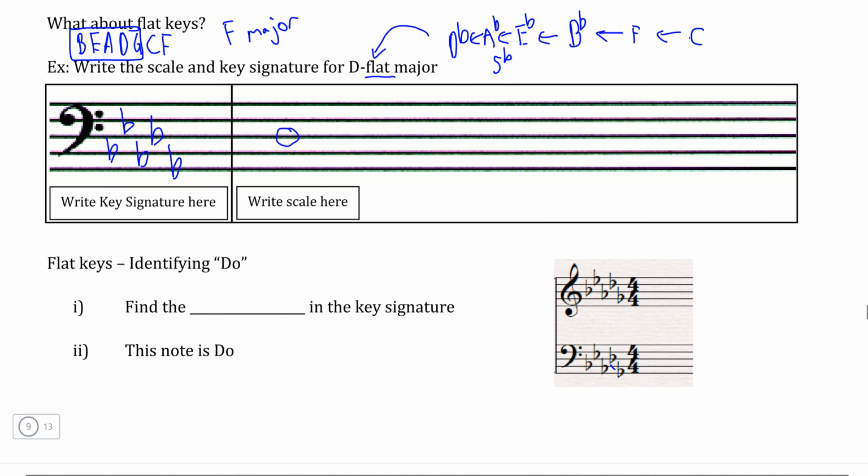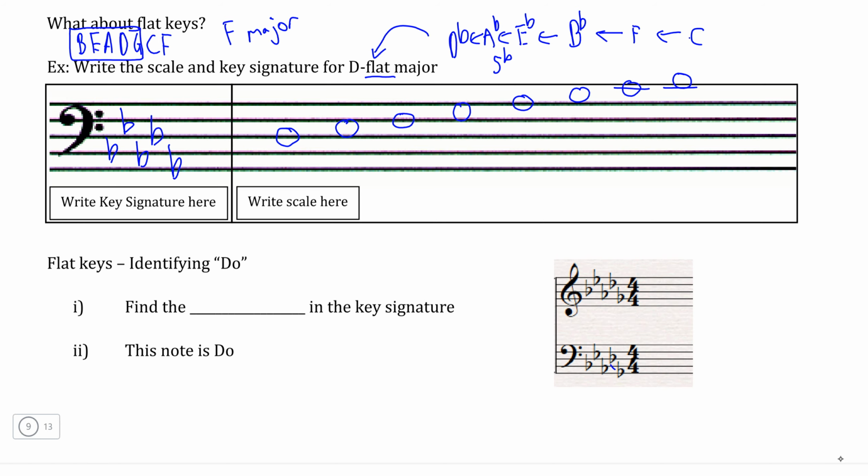Let's just use middle line D flat in the bass clef, and the starting pitch of D flat is around here. Do. And again, it's good practice to sing the scale as we count up just to get the right number of pitches. Do, re, mi, fa, sol, la, ti, do. And we have our D flat major scale.